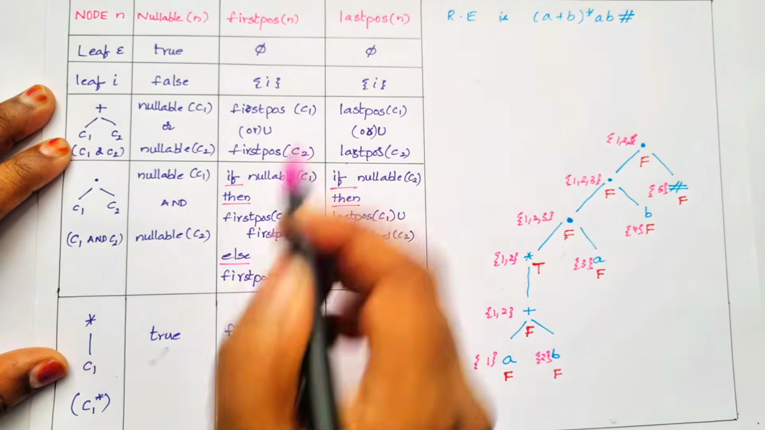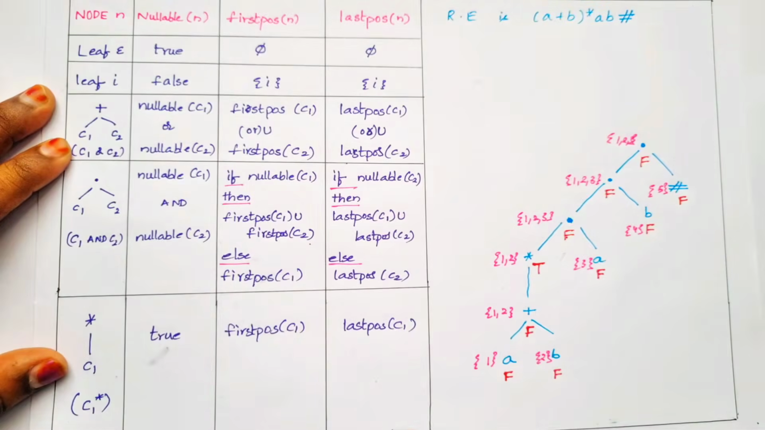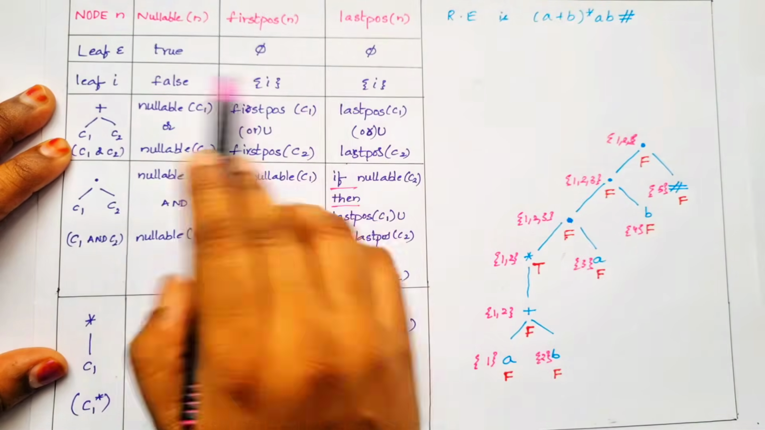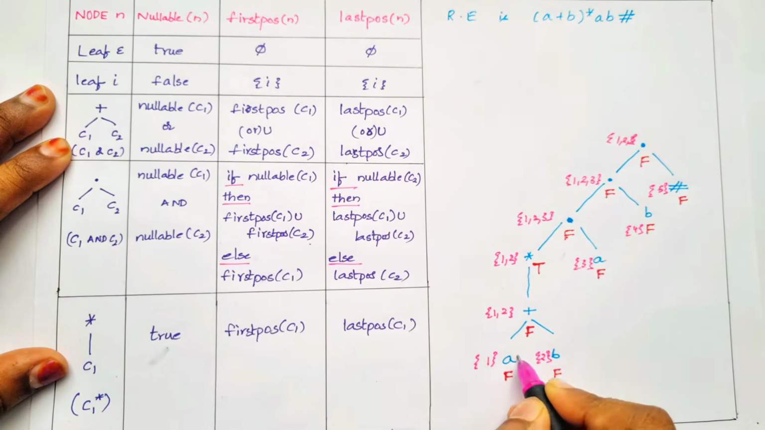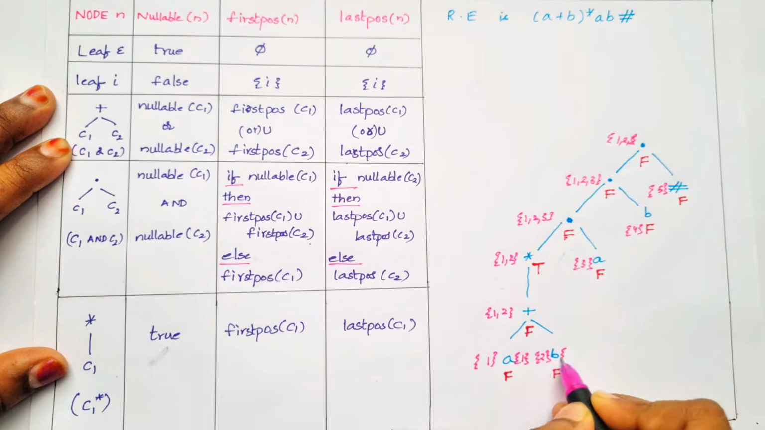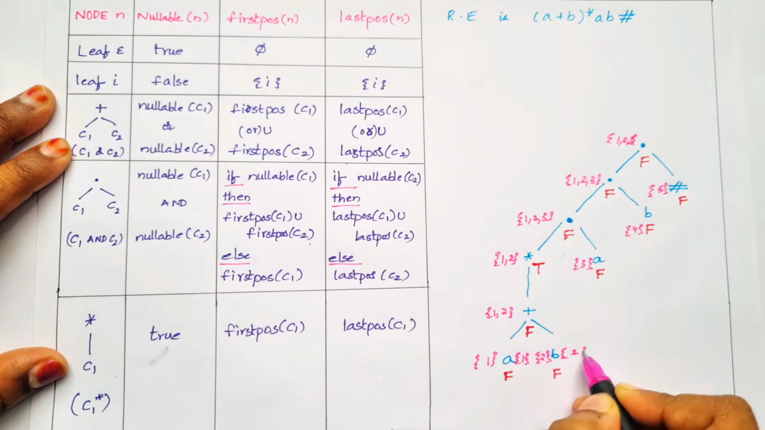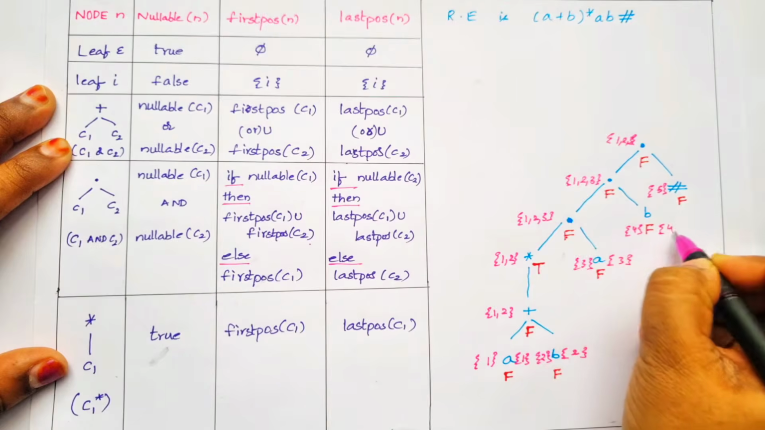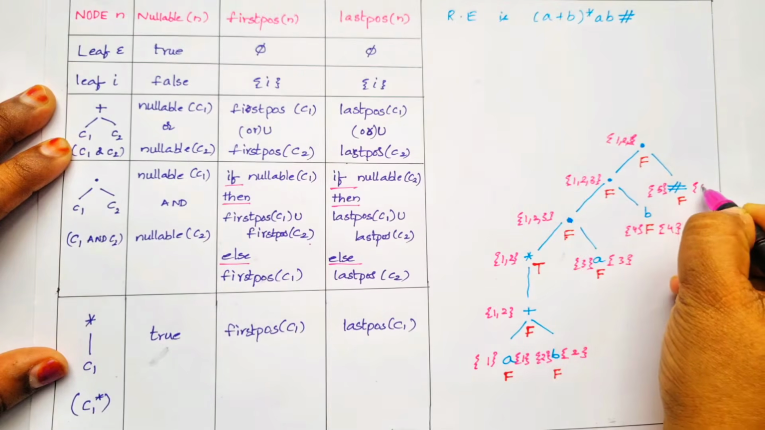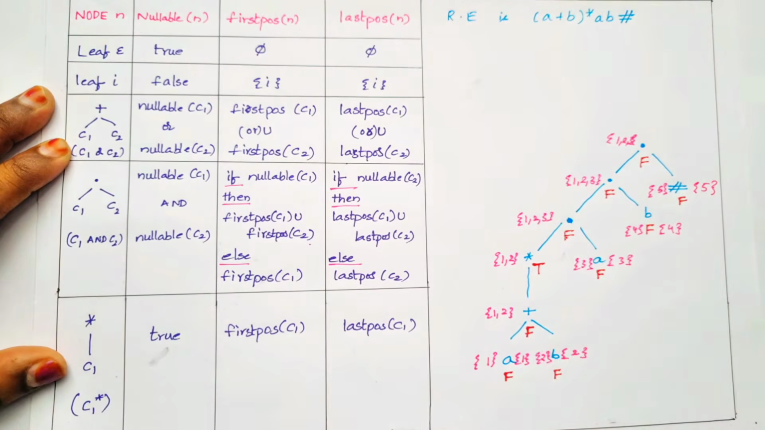We will find out last position of each node. How to find out last position for leaf nodes? It is simply the number given to that leaf node. Here this is the first leaf node, and remember the last position is written after the node. 2, this is 3, this is 4 and this is 5. We have completed last position for leaf nodes.